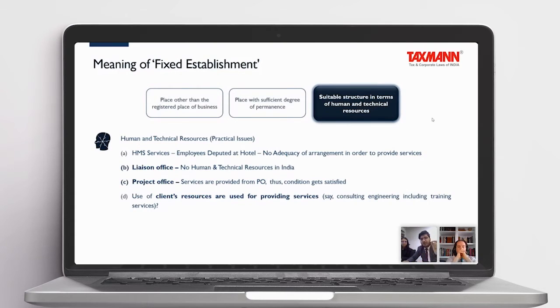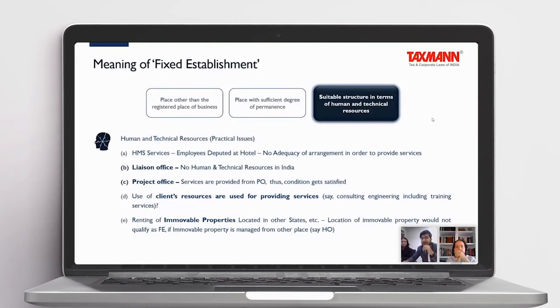Now this definition says there needs to be human and technical resources. What if I am using the client's equipment for providing the services? This generally happens in engineering consulting contracts, whereby the engineers come from outside India and use the equipment of the client itself in order to provide the training, in order to provide the service to the employees of this Indian company. So can we say that if we are using the equipment of a third party, will that again be covered within this expression? Right. And there is one more question. If I have outsourced this contract to a third party and the humans are of the third party, will that again be covered in this definition? These are some open points which have not been clarified much by the CBIC, nor do we have the judicial aspect of it.